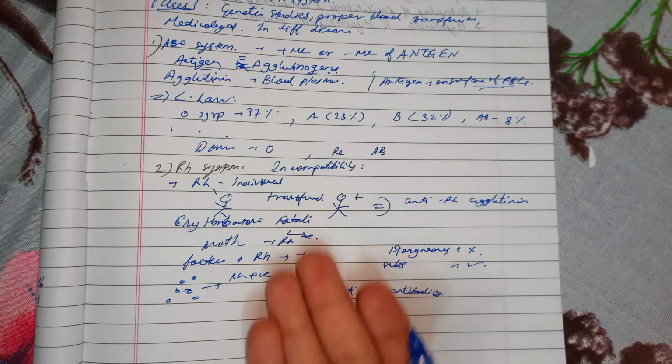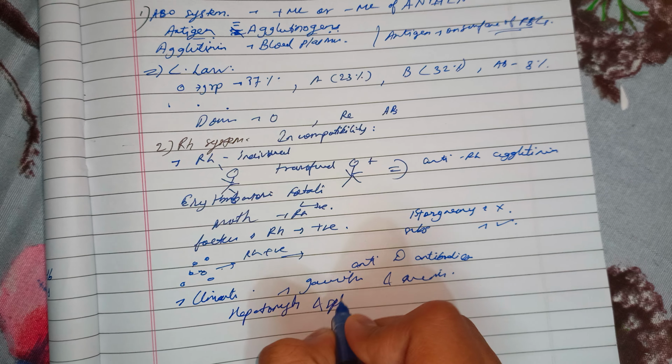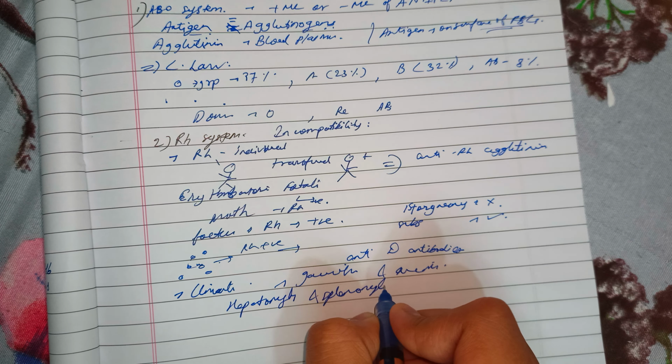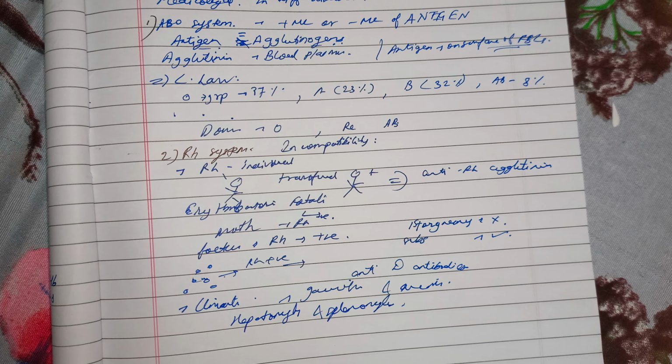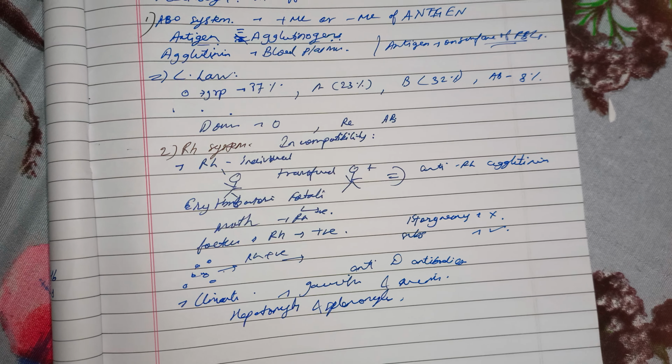What are the clinical features? Clinical features are very important. First of all, the fetus has jaundice and is anemic. The liver and spleen are enlarged, that is hepatomegaly and splenomegaly. Easy.